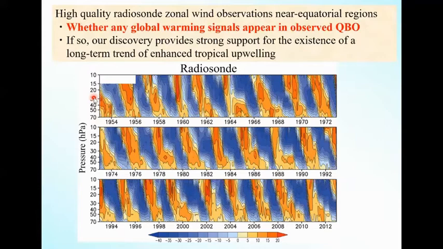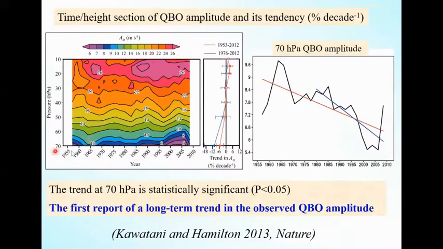So instead of estimating the tropical upwelling, I tried to analyze the zonal wind and QBO amplitude changes using this observational zonal wind, then calculated the QBO amplitude. Here is a time-height cross-section of the QBO amplitude, and this figure shows the vertical profile of the amplitude trend. And this is the QBO amplitude at 70 hectopascal, the lowermost stratosphere. You can see that a clear decreasing trend of the QBO is found in the lowermost stratosphere.